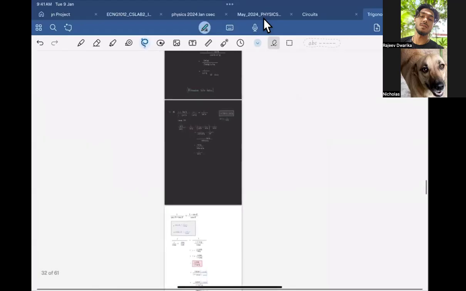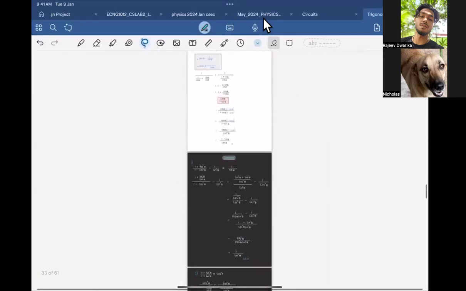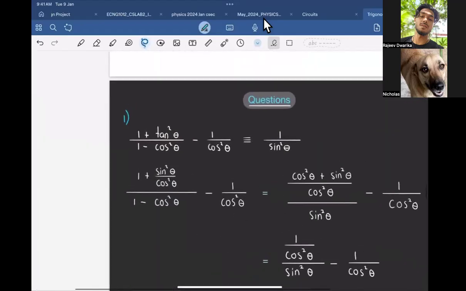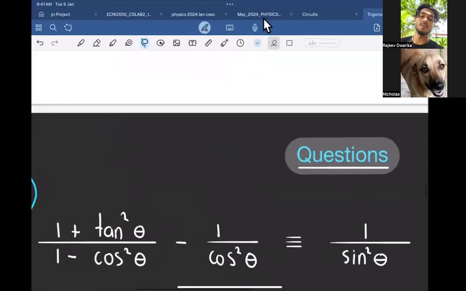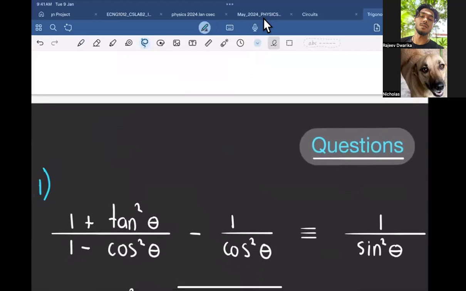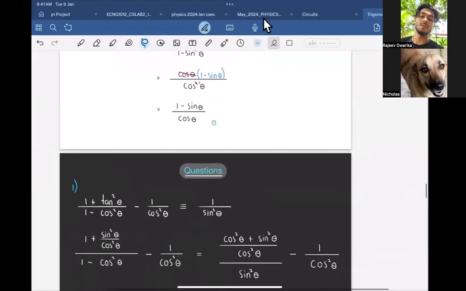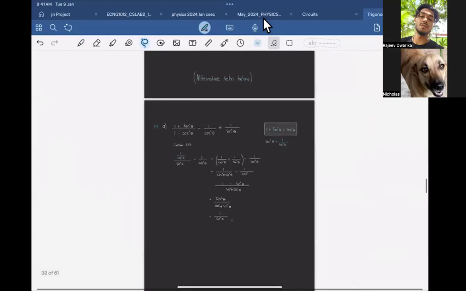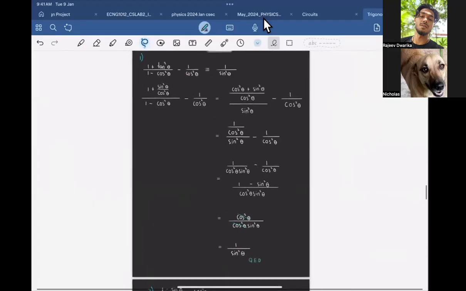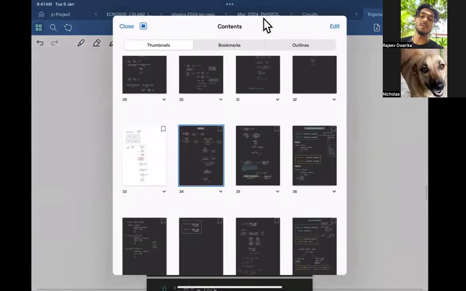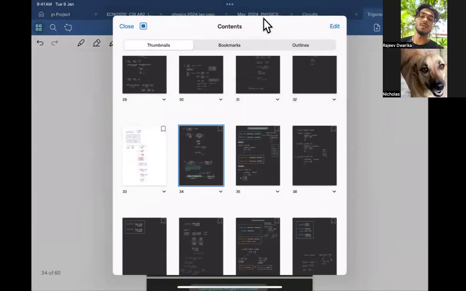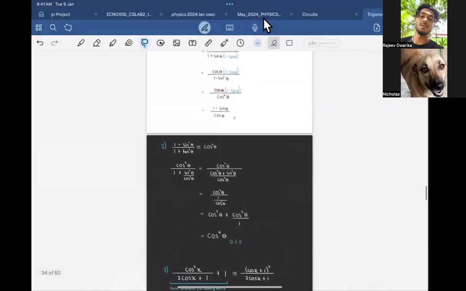You think you're ready for a past question? Yeah, probably. Try this question first. So, 1 plus tan squared theta all over 1 minus cos squared theta. Wait, did we do that question already? I think we did not. Yeah, we did that question just now. I don't know why this question is here. Try this one.